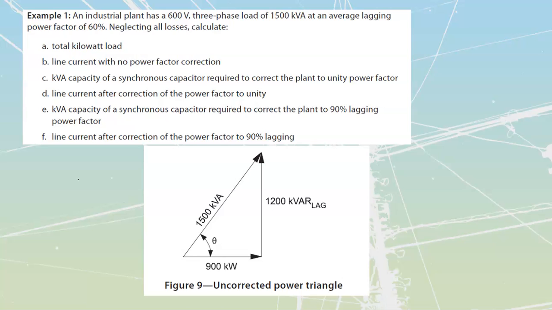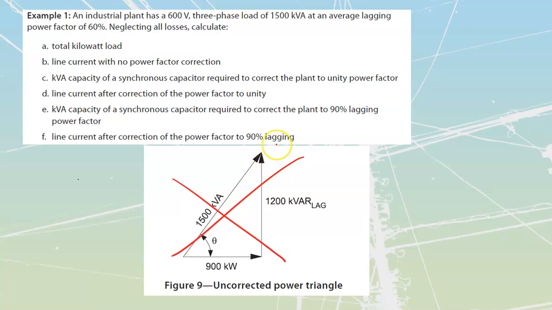The first one that they give us here is an industrial plant with a 600 volt three-phase load of 1500 kVA with a lagging power factor of 60%. Neglecting all the losses, calculate the total kilowatt, the line current with no power factor correction, and then the kVA capacity that we would need to have. Now, inside of your book, they give you this drawing. They don't give us this drawing immediately. We have to solve for this drawing ourselves. And they want us to find the total kilowatt load to begin with.